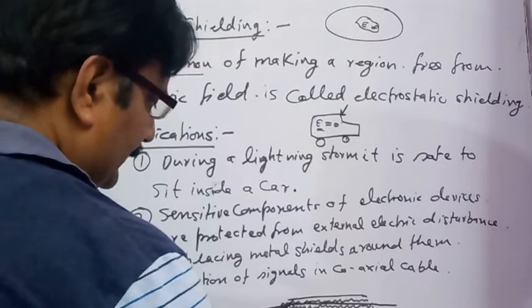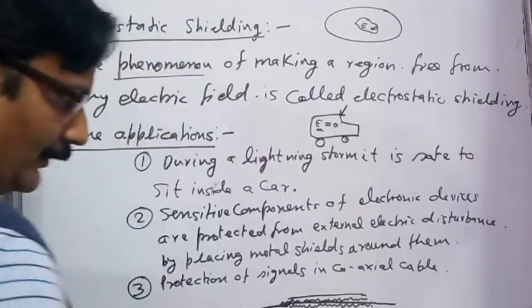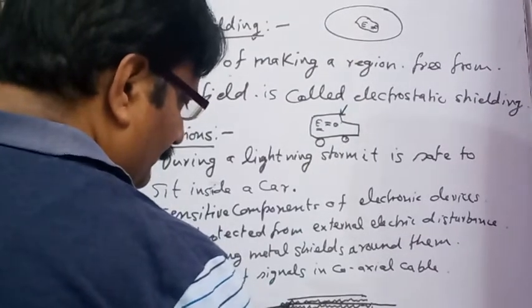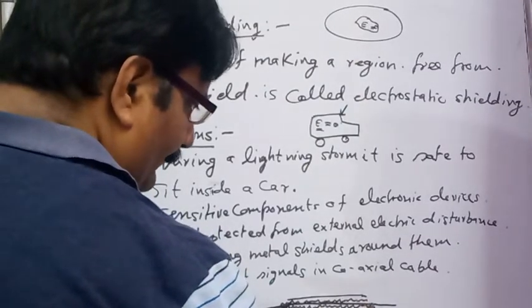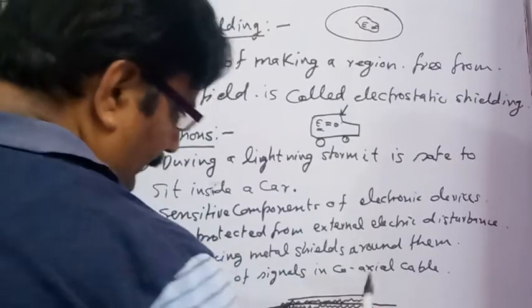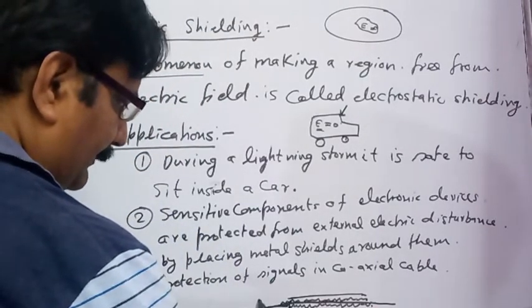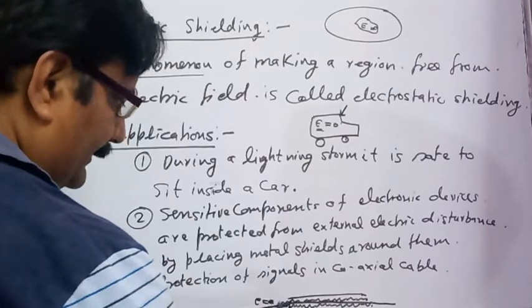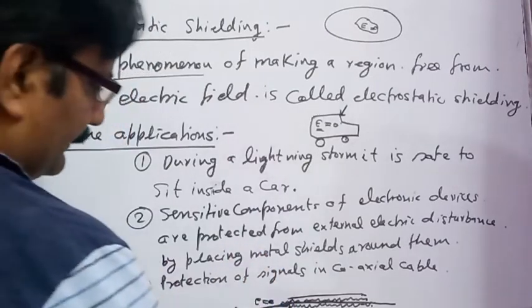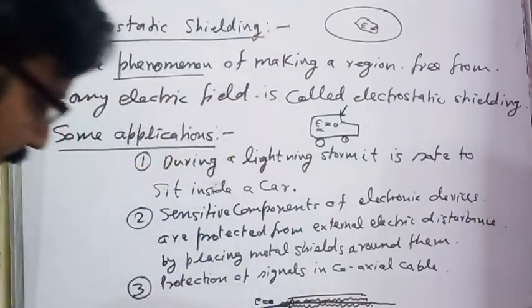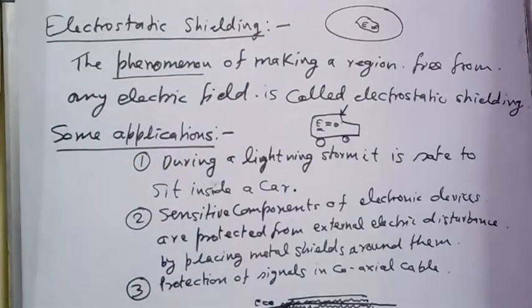To keep these signals distortion free or disturbance free, this mesh of wire outside the main conductor shields the interior part and keeps the electric field zero. In this way, the signal passing through the main wire remains free from any disturbance.